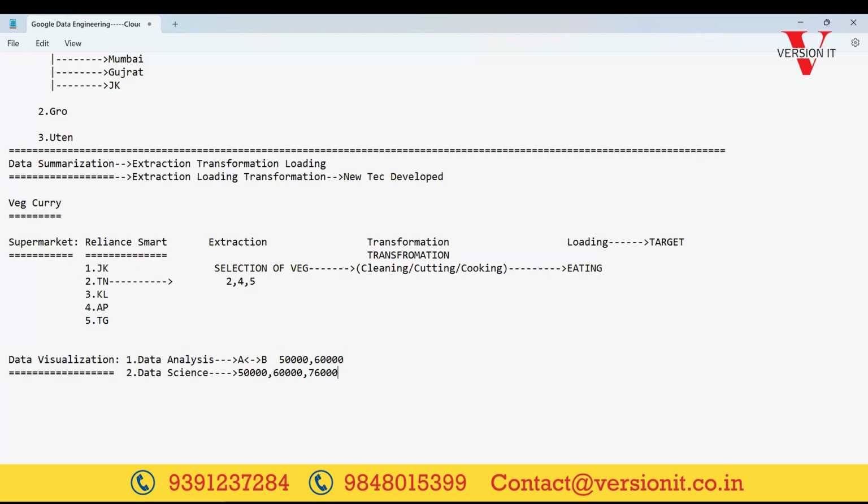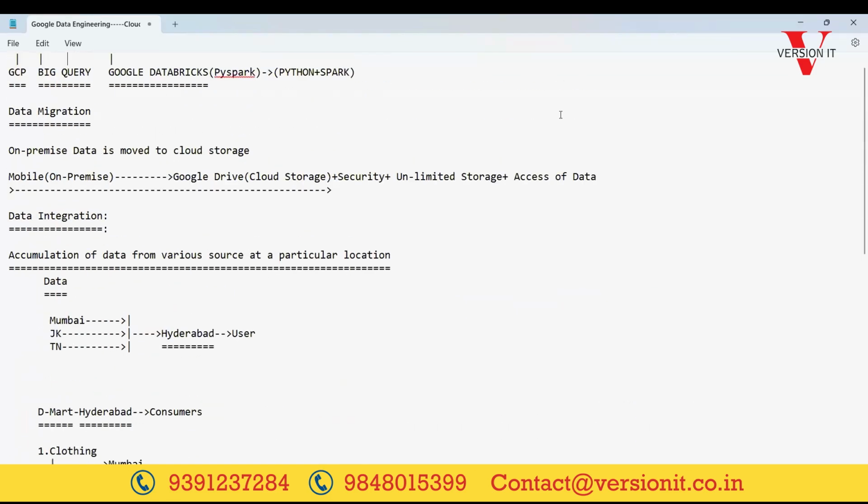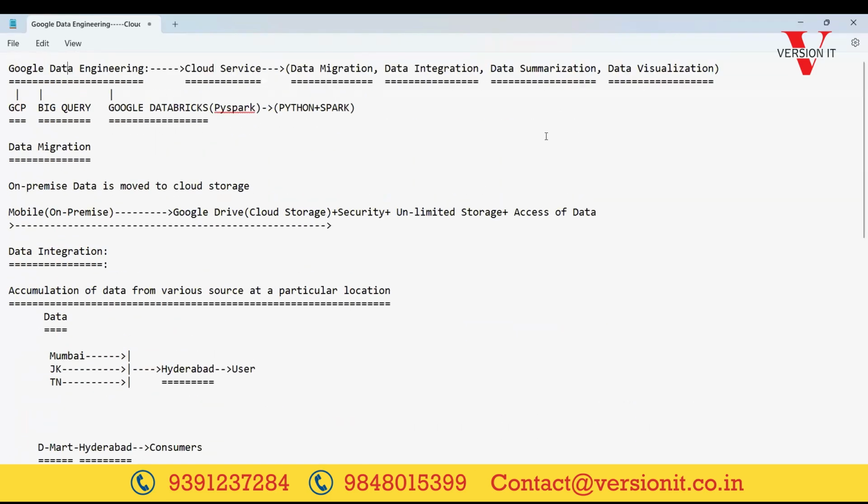So here, guys, these are the two techniques we have: data science and data analysis, and this is included in data visualization. All this we can perform by using Google data engineering. And Google data engineering includes the whole process.